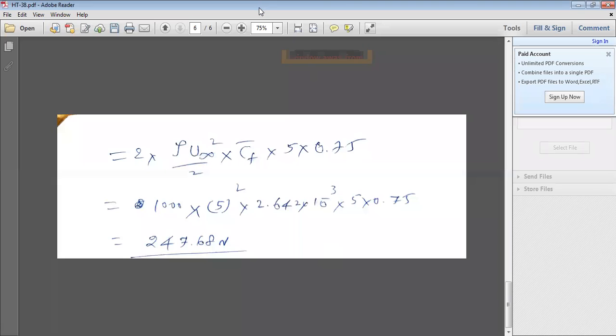Attendance is very, very poor. Only 51 students have joined. What about the remaining students? If you follow like this, the heat transfer subject is a very problematic subject. If you do not attend classes, sometimes it is very difficult to pass. That's why regularity is very, very important. So at least from now onwards, improve your attendance.